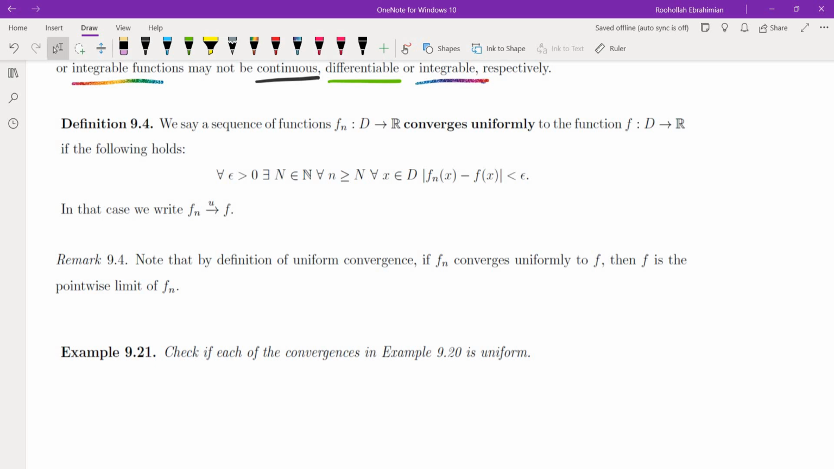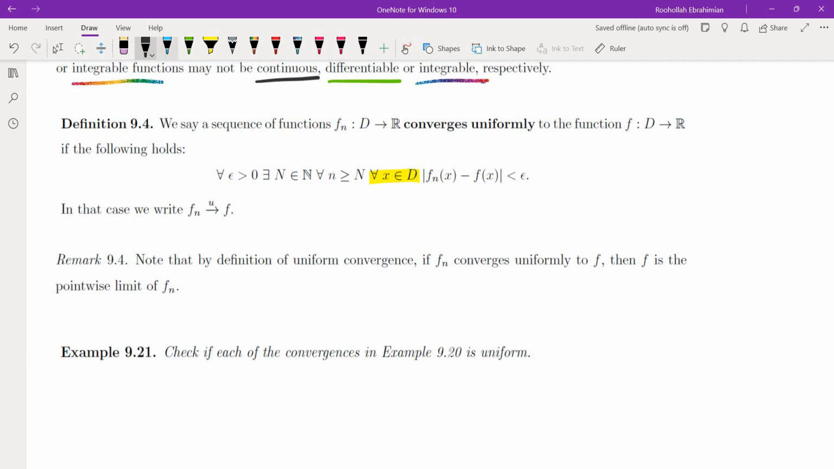Okay, so we say a sequence of functions fn converges uniformly to a function f if the following holds. For every epsilon positive, there is an N such that for every n greater than or equal to N, and for every x in D, this is what makes it uniform, the difference between fn of x and f of x is less than epsilon. So not only is the difference between fn of x and f of x less than epsilon, but this works for every single x. Not only does fn converge to f, but it converges uniformly.